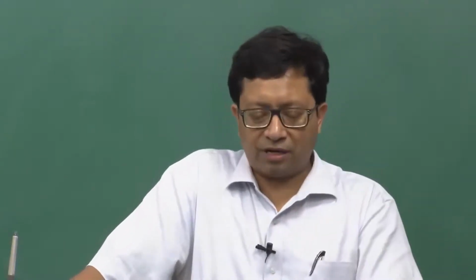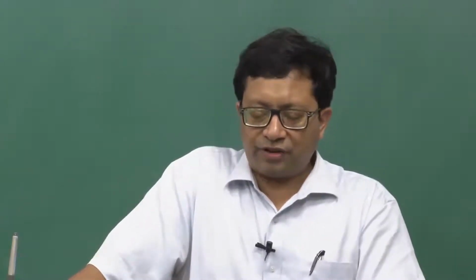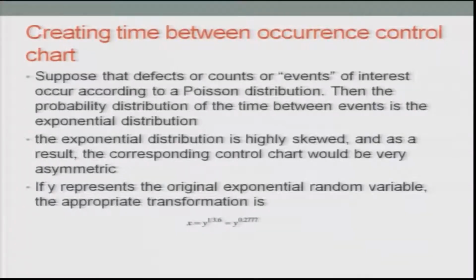So, again I will repeat it. Suppose that defects or counts or events of interest occur according to a Poisson distribution, then the probability distribution of the time between events is the exponential distribution. The exponential distribution is highly skewed, and as a result the corresponding control charts would be very asymmetric. So, if y represents the original exponential random variable, then the appropriate transformation which we will utilize would be y to the power of 1 by 3.6.